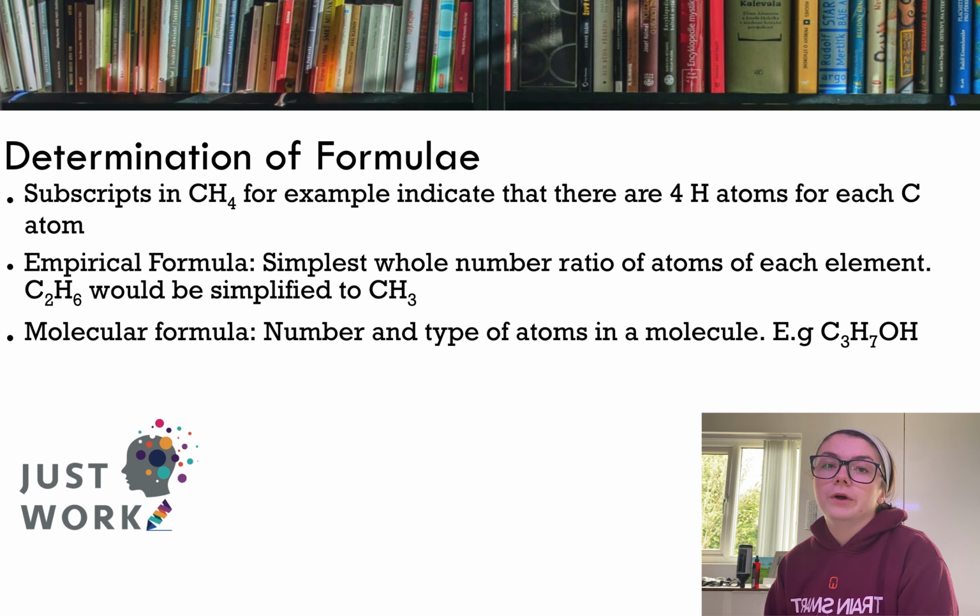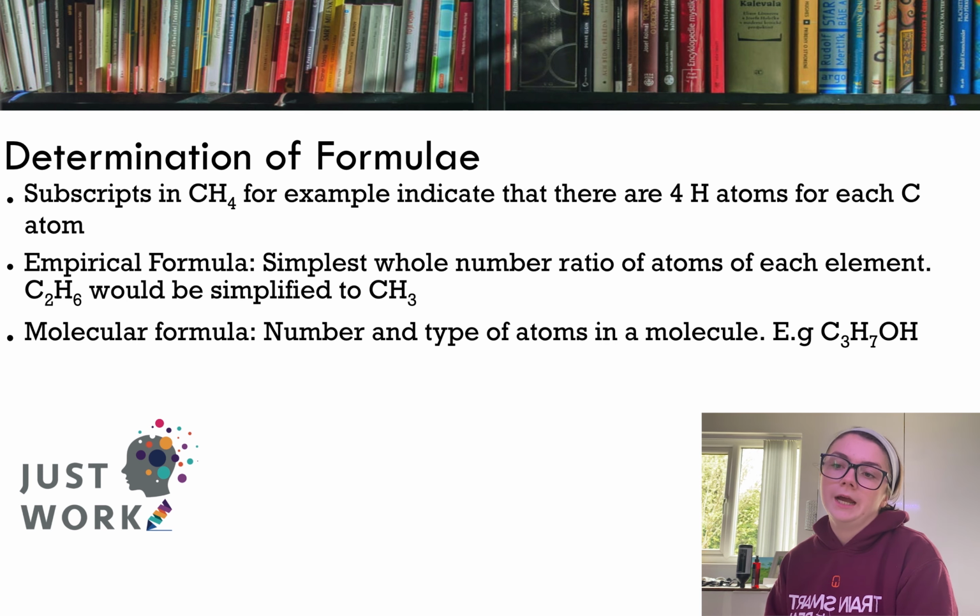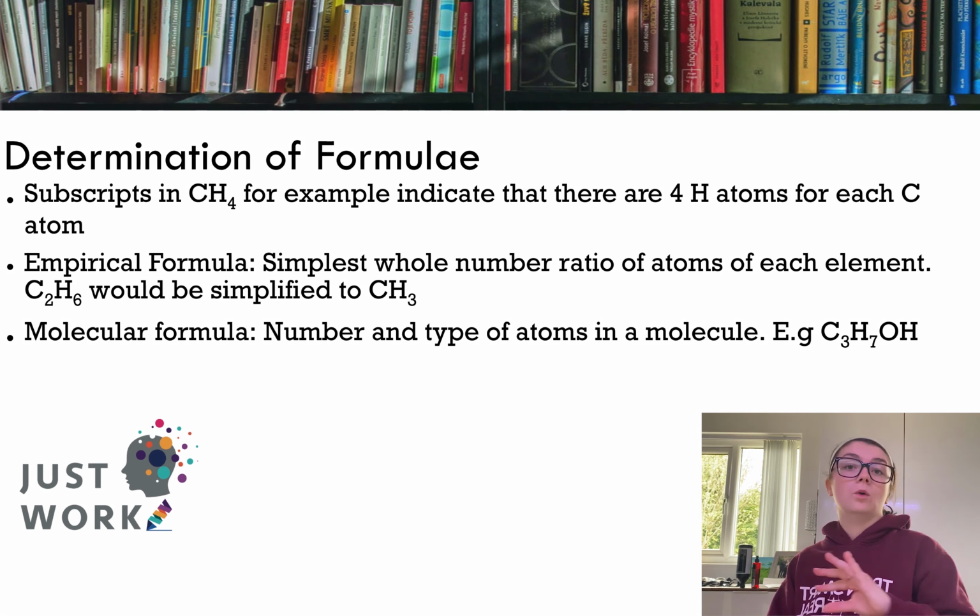The molecular formula, on the other hand, is the number and type of atoms in the molecule. So this is exactly what the molecule is. So an example would be C3H7OH, and it has to be in the correct order as well. So as you can see in this example, there's actually 8 H's, but the H7 and the OH are separate from each other, as when we draw that out structurally, the OH lies on the end.